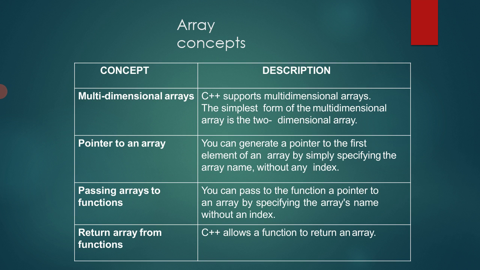Next is return array from functions. You can also return array from functions. As in a function, we also make use of return statement to return the values. So we can return array as a value. So C++ allows a function to return an array.